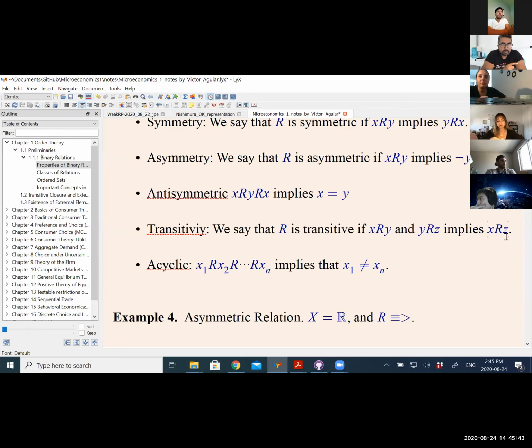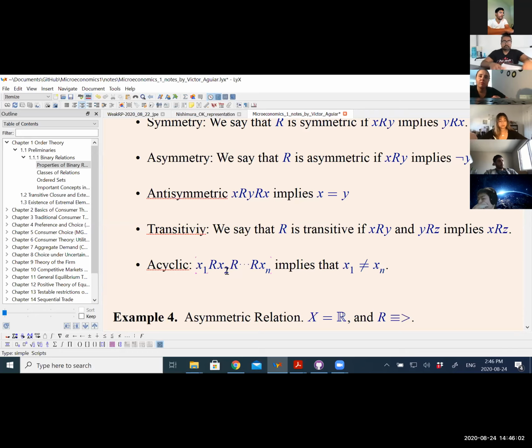And now to finish this dictionary part, I'm going to finish with acyclicity. Acyclicity is a form of consistency that doesn't require completeness, is more general than transitivity, but has the same flavor. And this is going to tell you the following: I have that x1 is in relation with x2, and x2 is in relation with x3, and x3 is in relation with so and so, until xn minus 1 is in relation with xn. And if you have that chain of relations, then this implies that x1 must not be equal to xn.